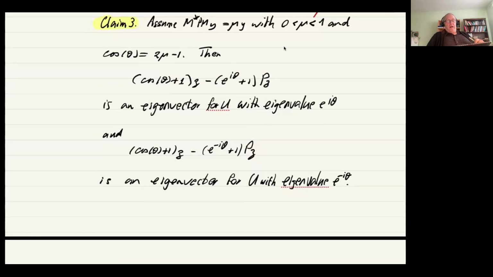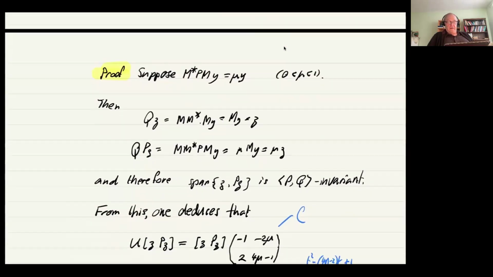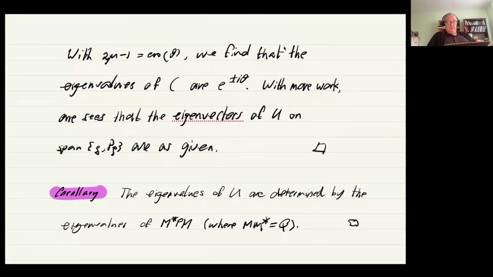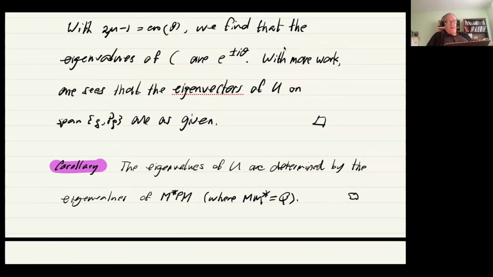Okay, and so then, well, there's a few more details. We want to work out some multiplicities, but particularly the multiplicity of 1 and minus 1. But once we've done that, we can write down the spectral decomposition of U if we need it. Often we just need the eigenvalues, so we'll leave it at that. And I've written as a corollary here that the eigenvalues of U are determined by the eigenvalues of M star PM.